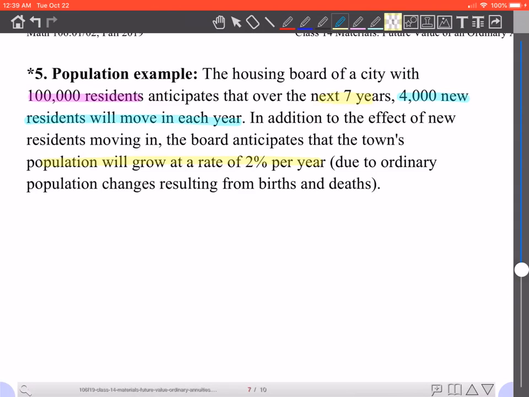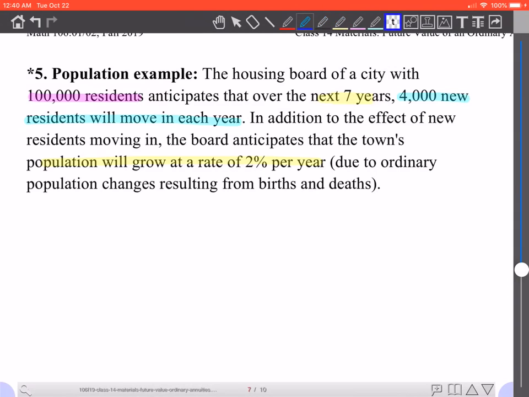So how do we calculate the total population of this city when there are two sort of different populations growing at 2% at the same time? You've got the original 100,000 residents, and you've got these 4,000 new coming in every year. So keep track of these two by calculating them separately.